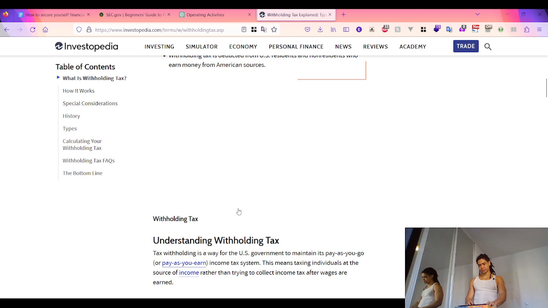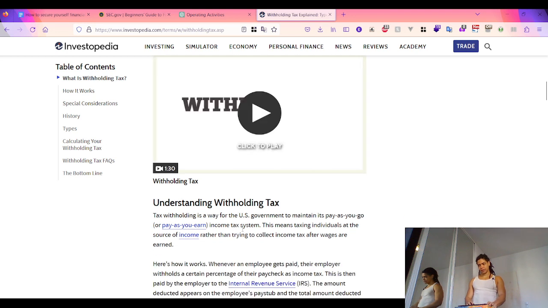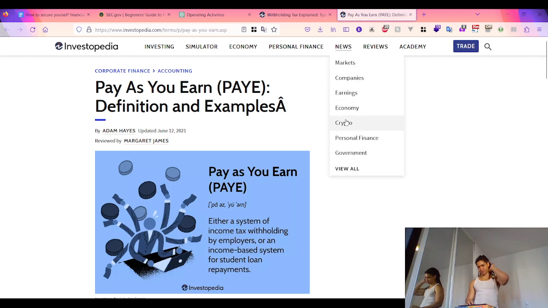Withholding taxes, or tax withholding, is a way for the U.S. government to maintain its pay as you go or pay as you earn income tax system. This is how the government collects money.